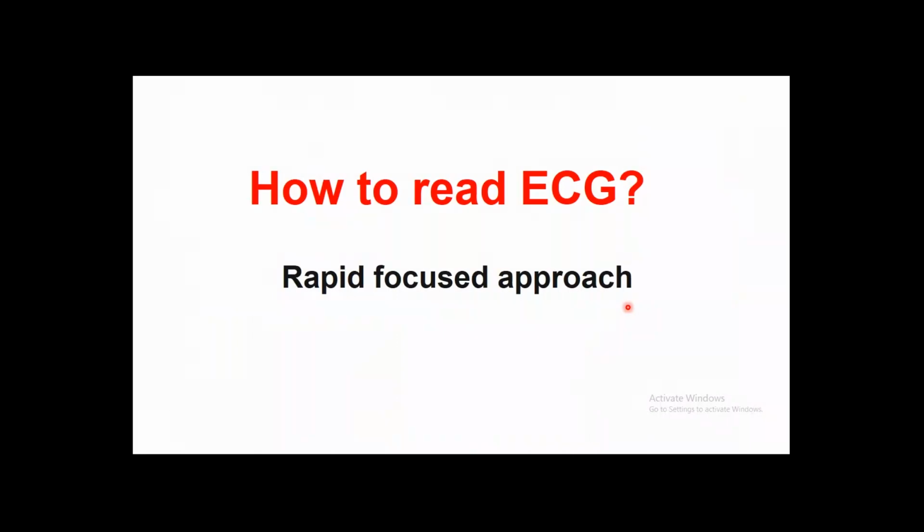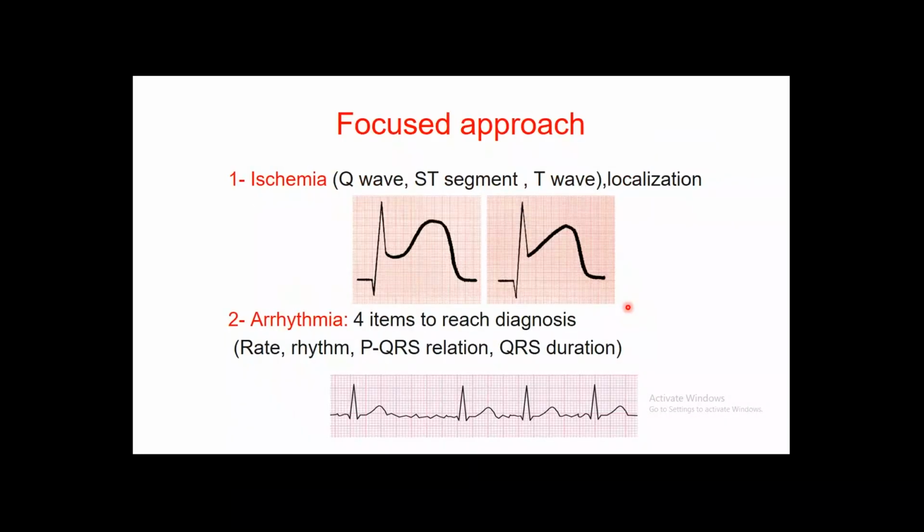To the final part of this lecture, which is how to read ECG in a rapid way in the ER. Using this focused approach, we have either a scenario of ischemia or a scenario of arrhythmia. If you have a patient presenting with chest pain, the rapid look will be for the Q wave, ST segment, the T wave morphology, and then localization of any abnormalities of these waves.